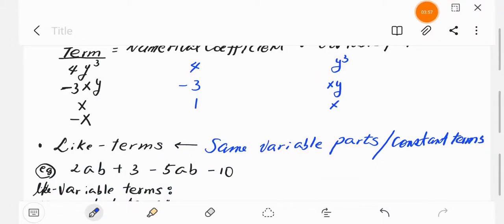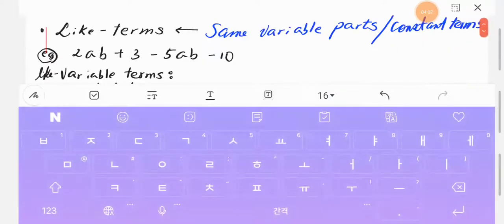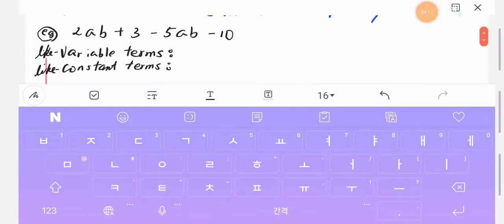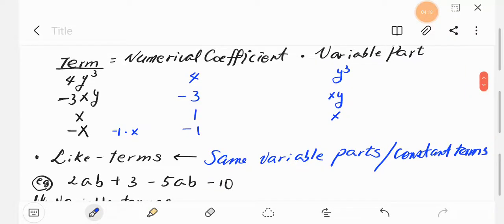Okay, so for negative x, negative x is equal to negative 1 times x. So the coefficient of this variable term is negative 1, and the variable part is x.